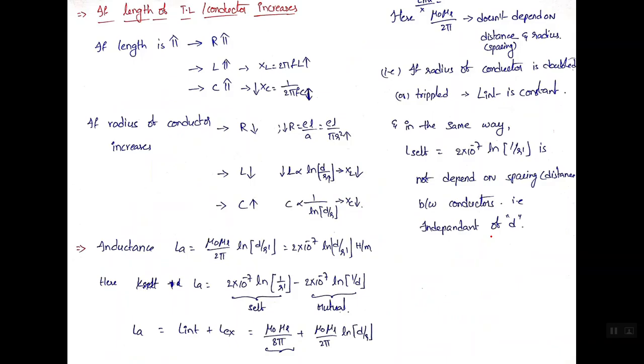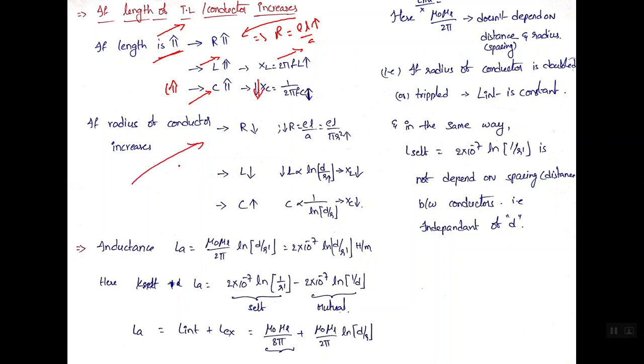And in case the length of the transmission line increases, then what happens? We know that as length increases, R is equal to rho L by A, so the resistance also increases. And as length increases, the inductance also increases, then the reactance also increases. As length increases, the capacitance value increases. As capacitance increases, the capacitive reactance decreases.